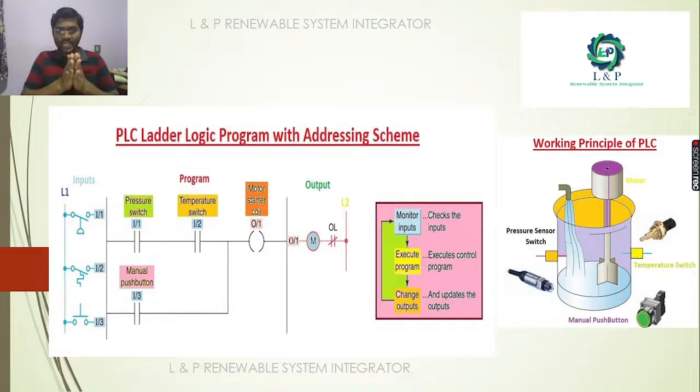If we try to segregate them as input and output devices, the manual push button will be an input device, the pressure sensor switch will be an input device, and the temperature switch will be an input device, but the motor will be an output device.